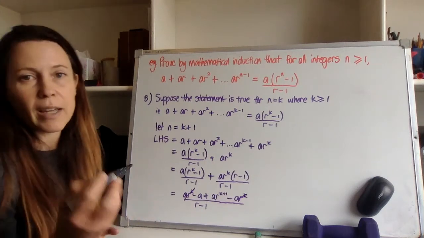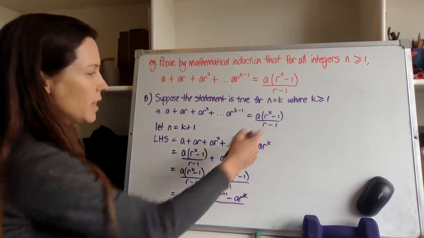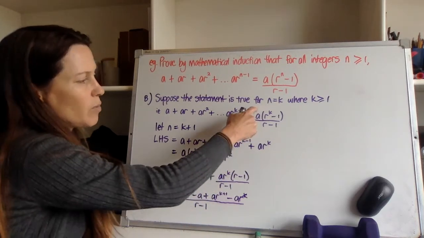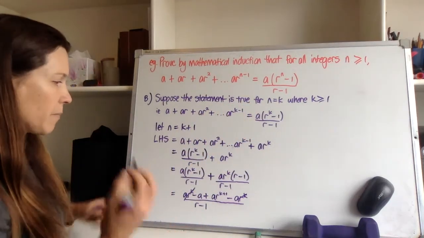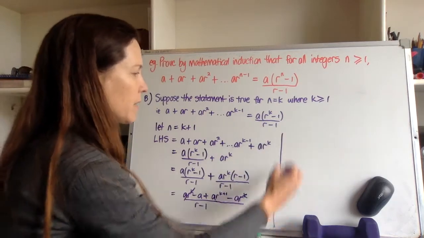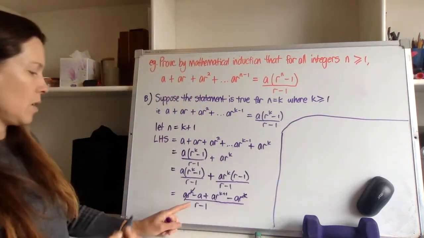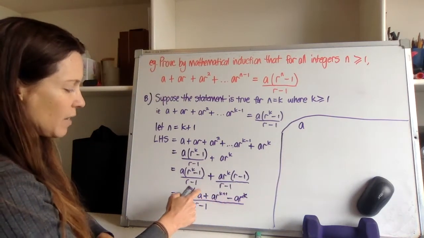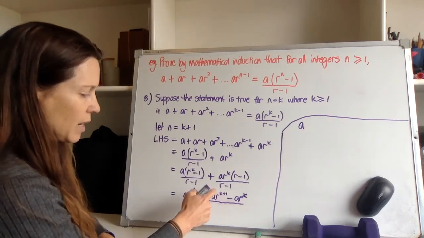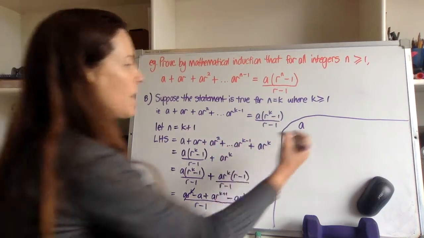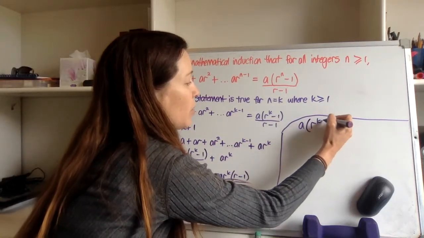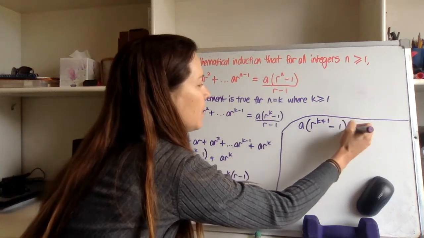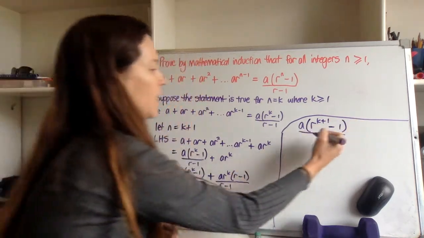Now, having a look at your finish line helps. We're trying to get it into this sort of form. So that makes it obvious to me that we need to bring an a out the front and factorize this thing. So running out of space a little bit, let's continue on over here. Bringing an a out the front, I'm left with a negative 1, and I'm left with an r to the k plus 1. Well, I'm going to write that first because it's positive, so it looks neater, but also it's going to get it in the same form as my other part here. And on the bottom, I've got my r minus 1.